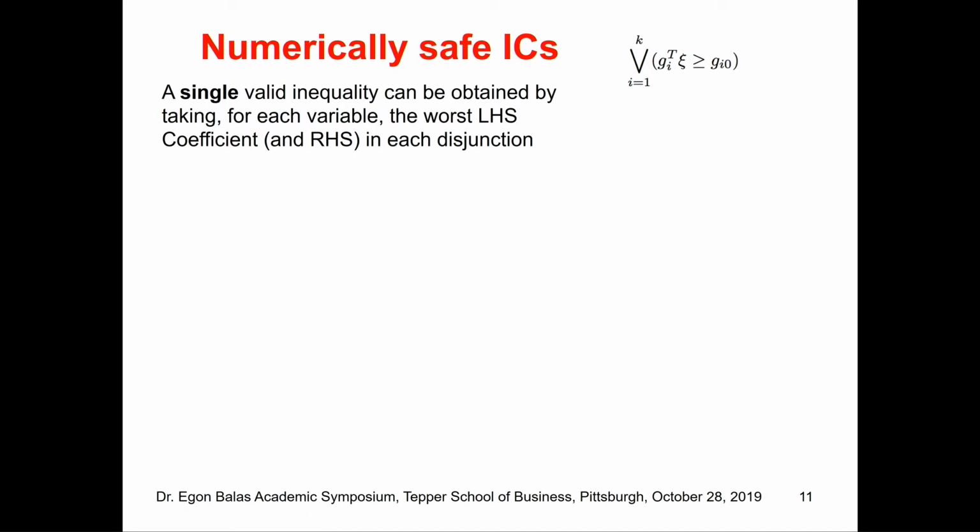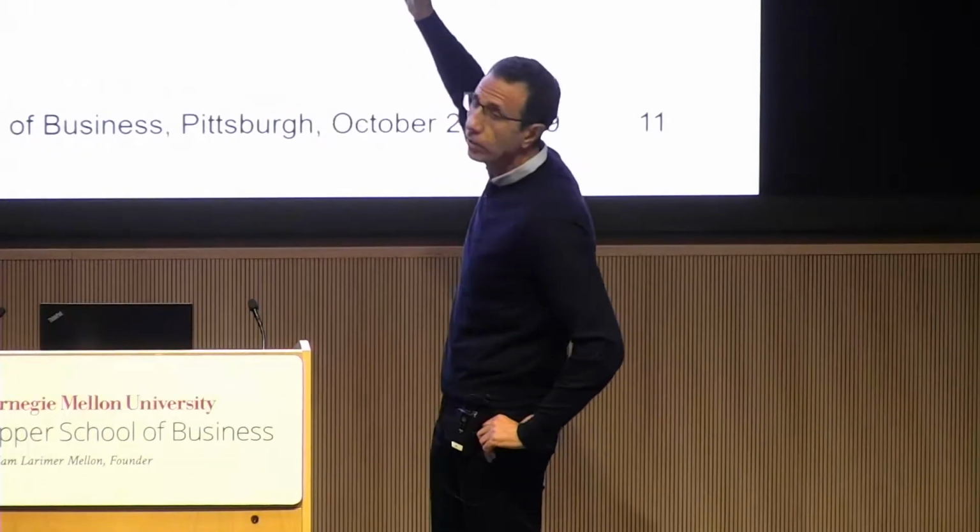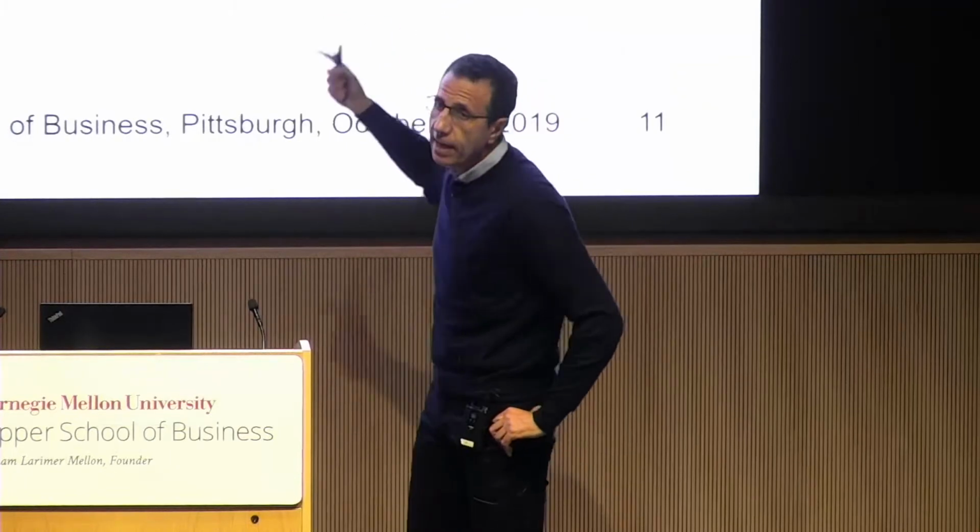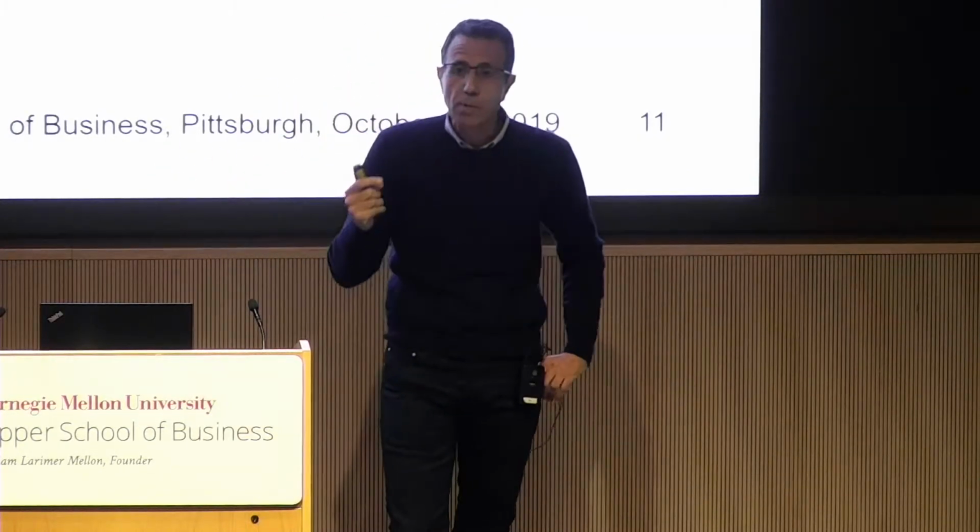The idea is very simple. I want to weaken each of these inequalities so that in the end they become identical. How can I do that? Very simple. For each coefficient on the left-hand side, for each inequality, I take the maximum. I take the first variable, which has different coefficients in the k disjunctions. I take the maximum, and I repeat this on the left-hand side. And for the right-hand side, I do the other way around: I take the minimum right-hand side.